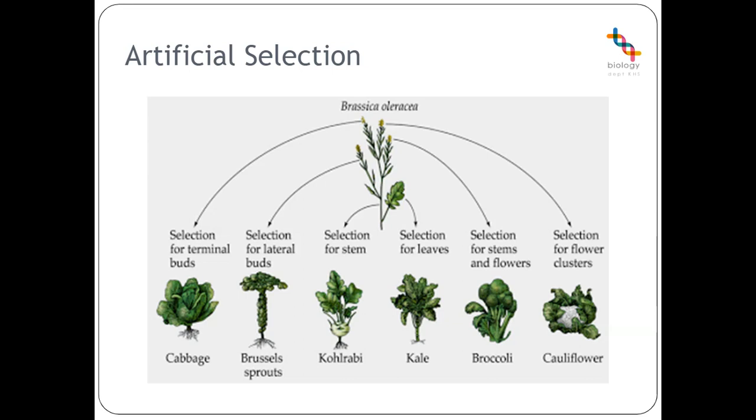So over time, this original brassica plant has been changed into 6 different types of brassica plants. So we've got cabbage, Brussels sprouts, kohlrabi, kale, broccoli and cauliflower, all being selected for depending on which particular aspect of the parental plant it was the breeders wanted.